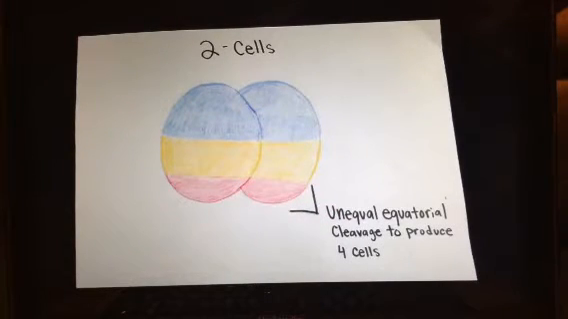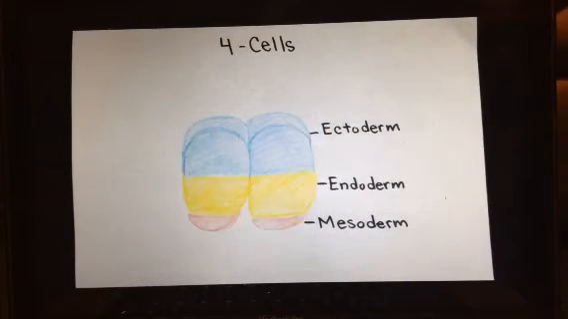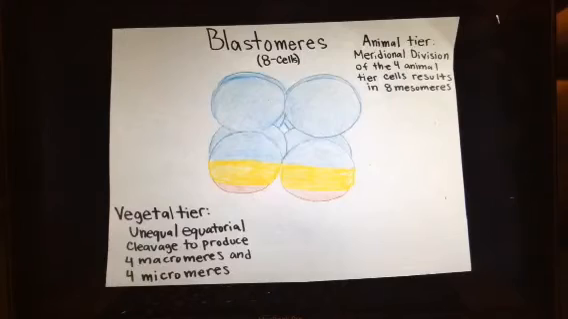These two cells then undergo unequal equatorial cleavage to produce four cells. These four cells show the ectoderm, endoderm, and mesoderm. The 8 cells represent the blastomeres.